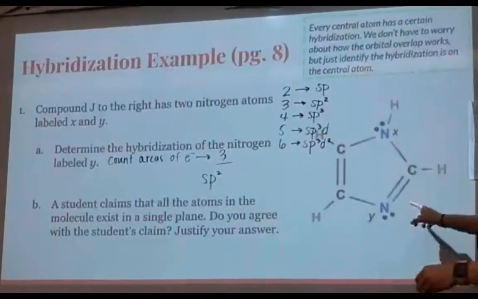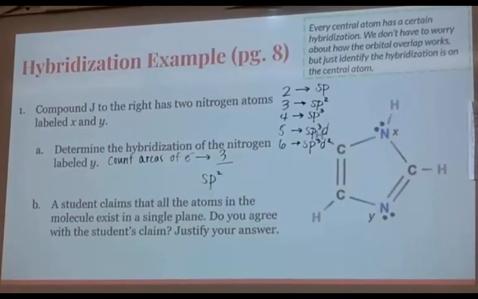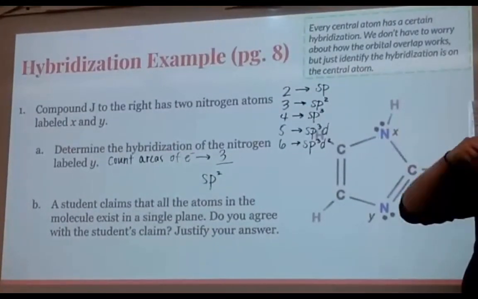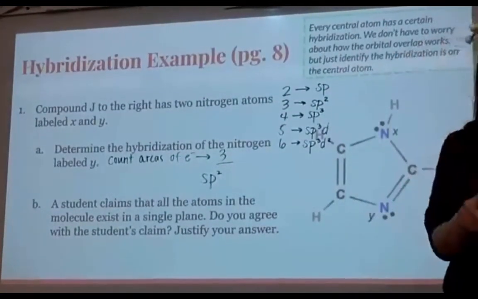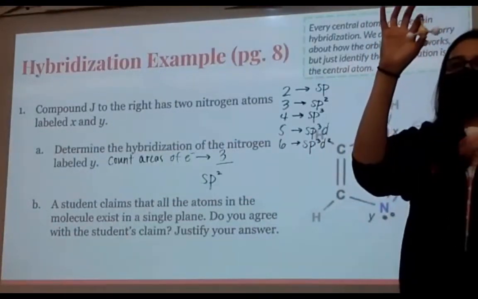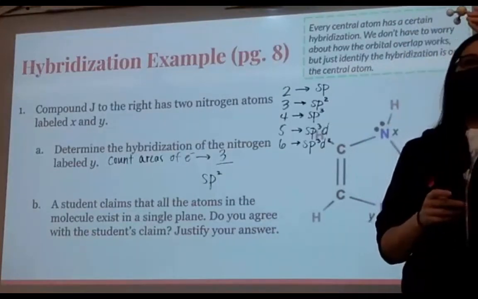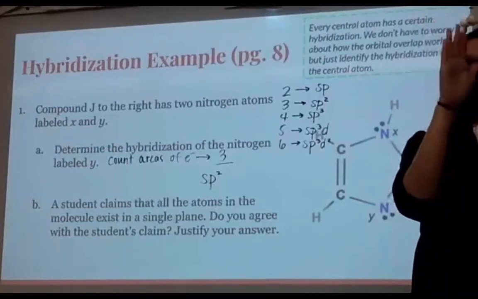So if we look at nitrogen X or Y, with nitrogen X, we have 3 atoms bonded to the central atom and 1 lone pair. It's going to look like this. 3 atoms bonded to the central atom and 1 lone pair. All of the atoms in this molecule do not lie in the same plane. There's a 3-dimensional structure to it.